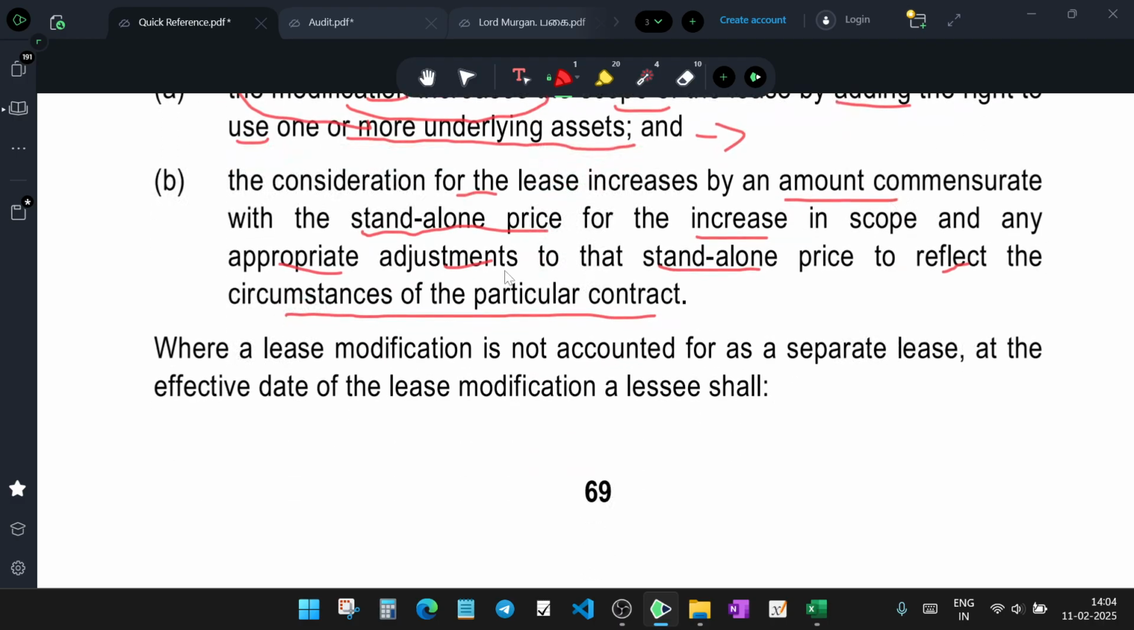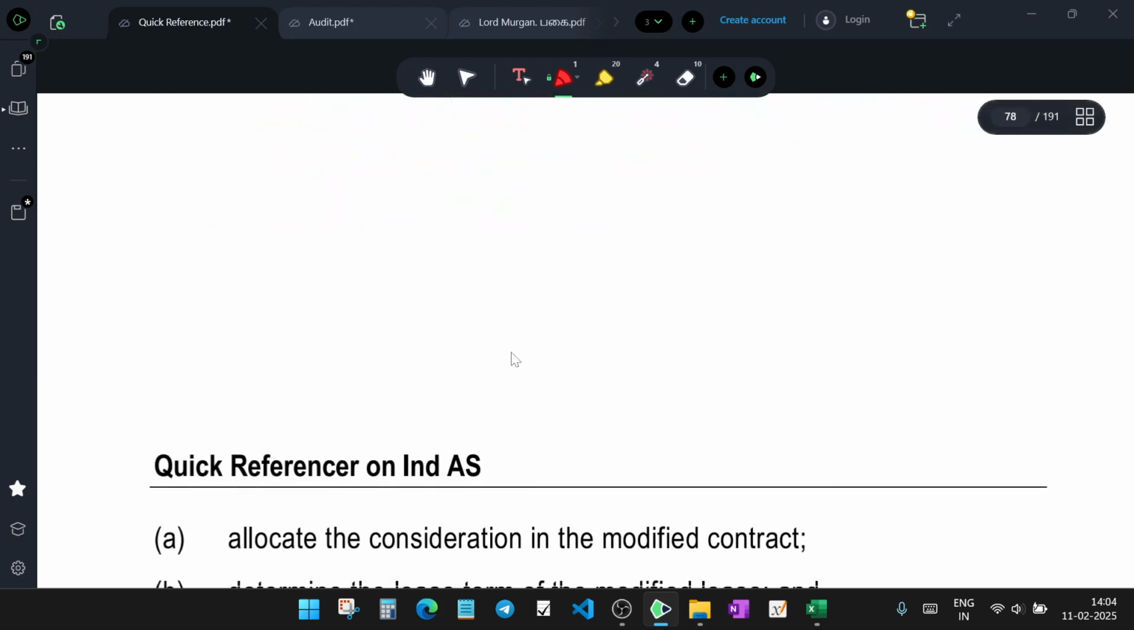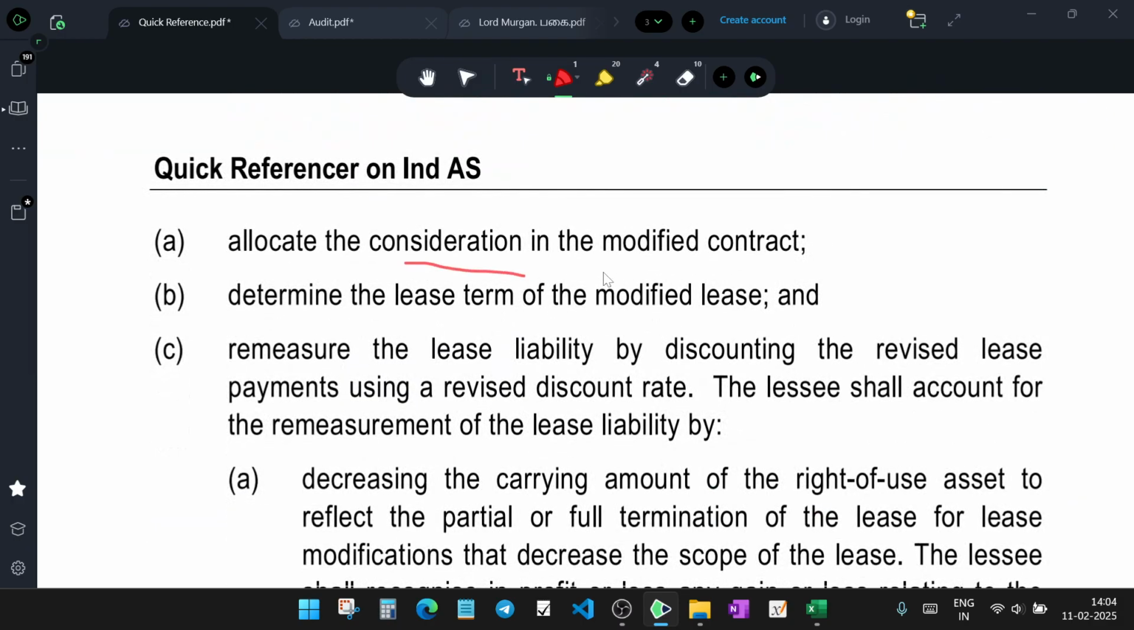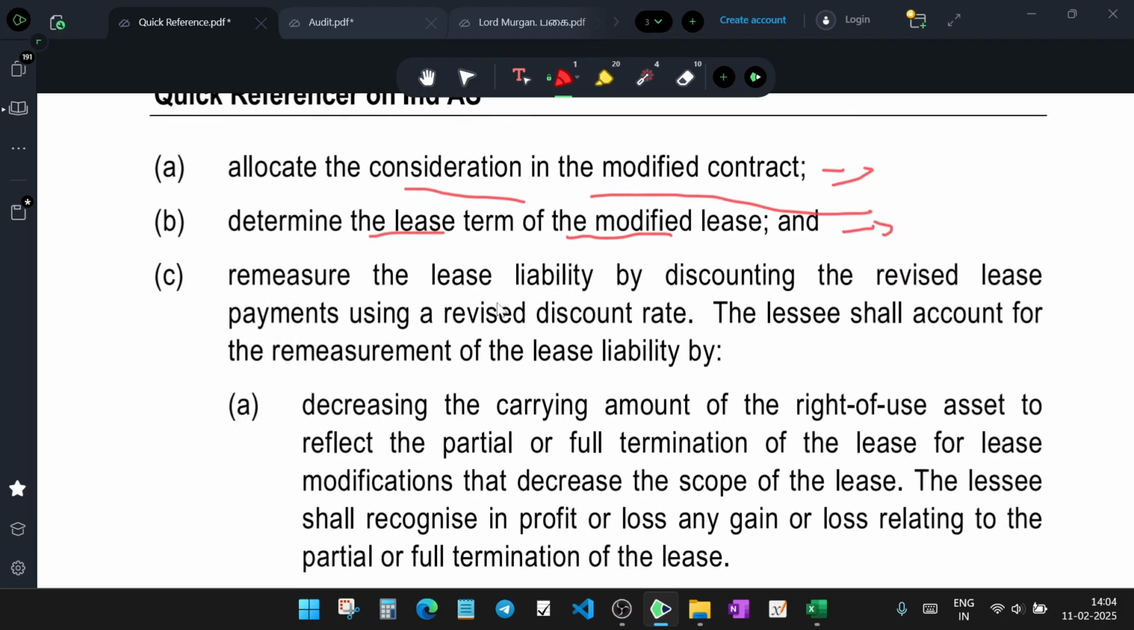No issue. Where a lease modification is not accounted for as a separate lease, at the effective date of the lease modification, the lessee shall allocate the consideration in the modified contract. So the consideration we have paid is to be allocated to the modified contract. Determine the lease term of the modified lease. What is a modified lease? The payment is different, the period is also different, and this is to be considered.